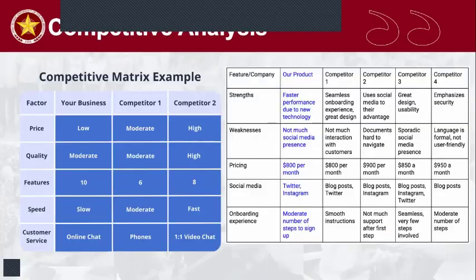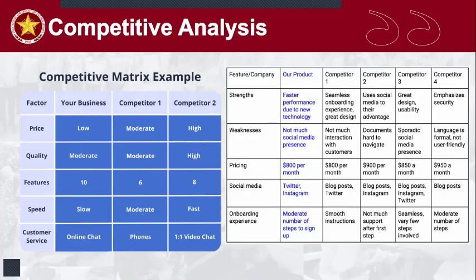So here's a sample of a competitive matrix. You can list any factor that you can think of. You can list the features of your company or organization, or the things that you are offering.